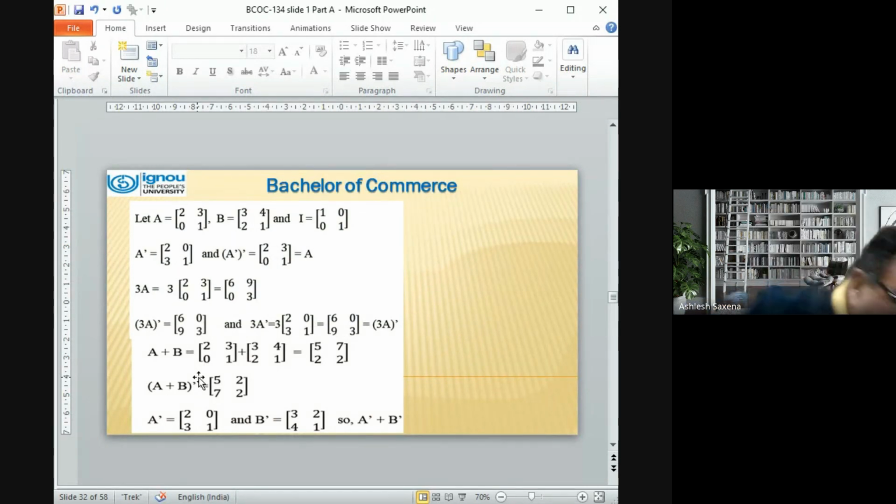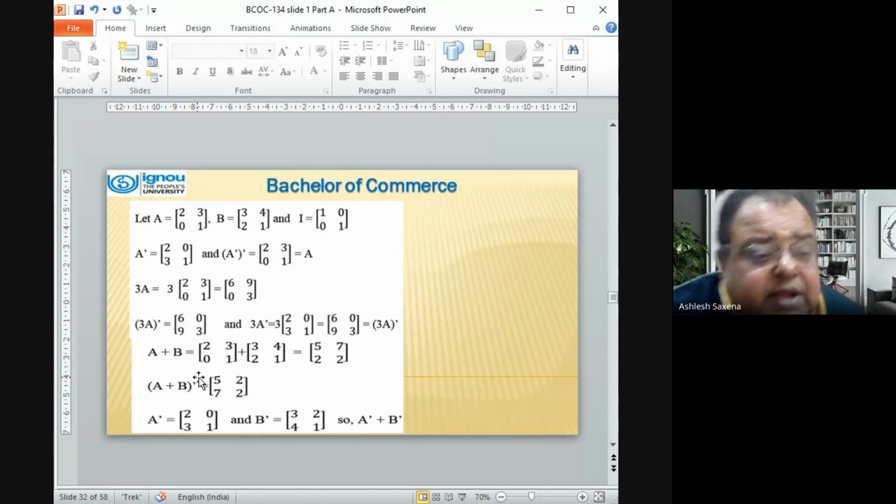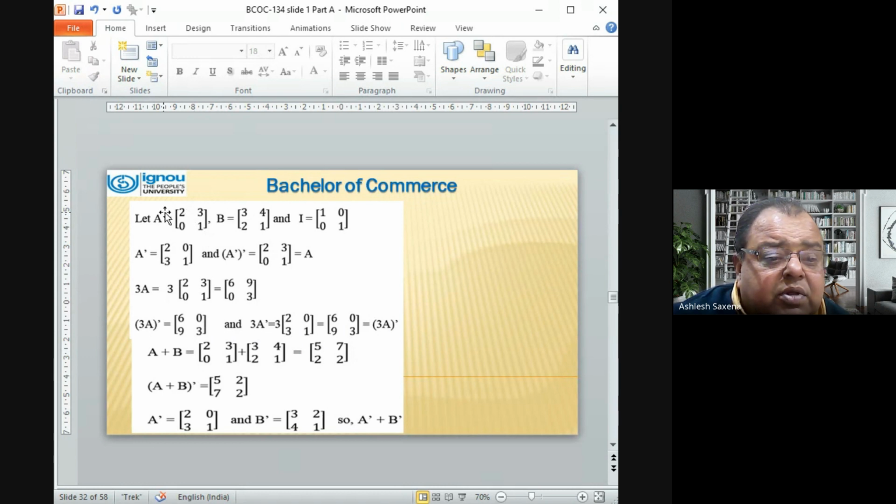And what will be the value of A transpose? A transpose means rows will be converted into columns. What is a row? This is a row, so this is 2, 3. Your A transpose will be 2, 3 and 0, 1 as columns. Here it is. And again its transpose will be the original matrix.